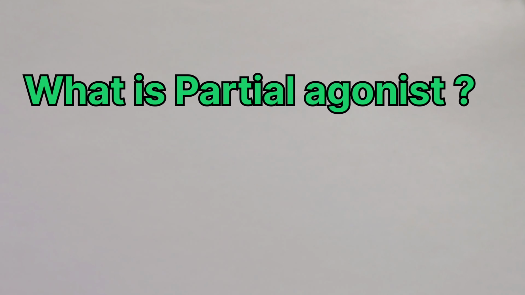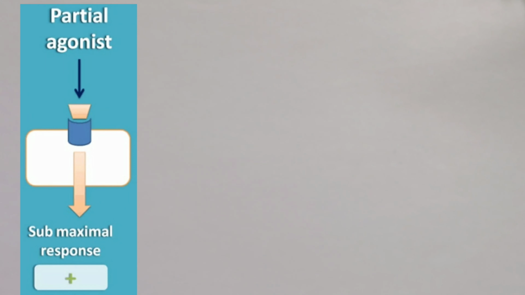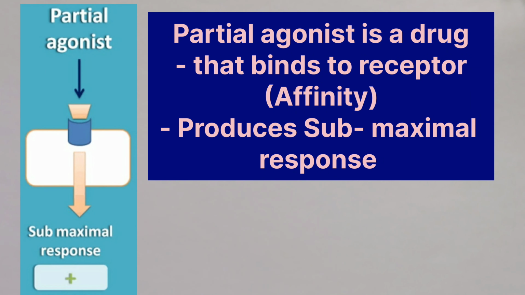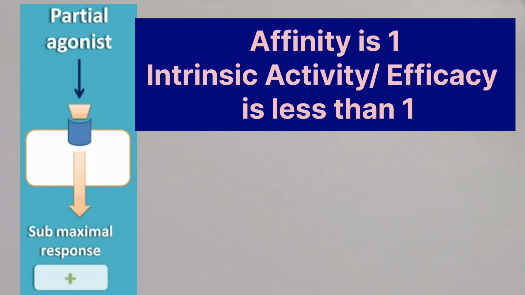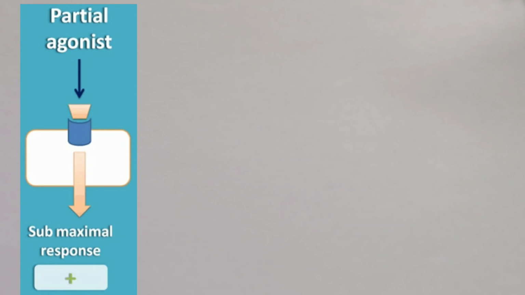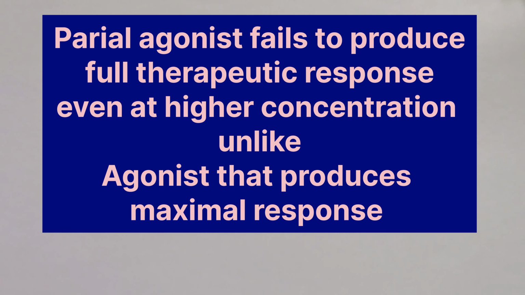Next, what is a partial agonist? A partial agonist is a molecular chemical compound that can bind to a receptor, that is, it has affinity which is equal to 1, and weakly activates the receptor, thus producing a sub-maximal biological response. So for the partial agonist, the affinity is 1, but the intrinsic activity is less than 1 because it fails to produce full therapeutic response even at higher concentration, unlike an agonist which produces full therapeutic response or maximal response.